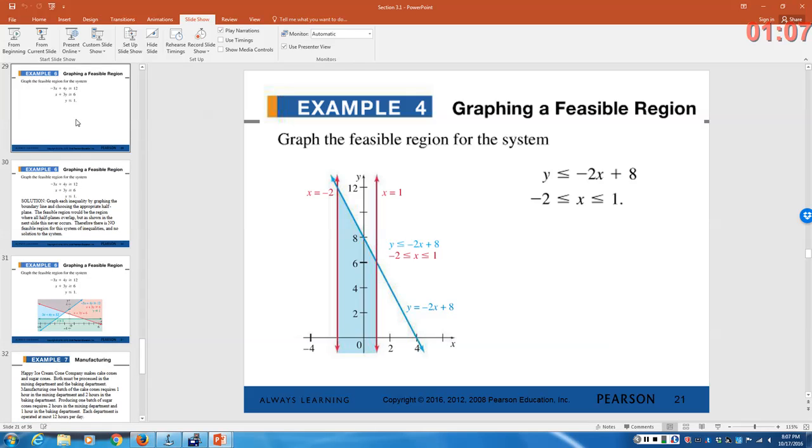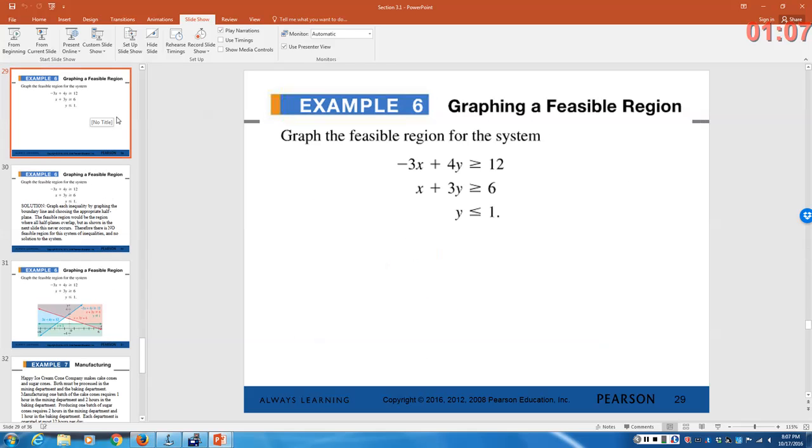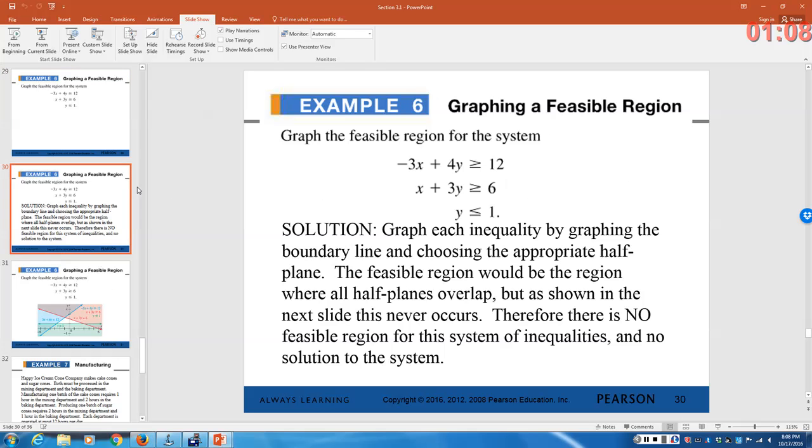So the example that we're looking at now is the feasible region for the system negative 3x plus 4y is equal to or greater than 12 and x plus 3y is equal to or greater than 6. So what we do is we graph each one of the inequalities and choose the appropriate half plane. And the feasible region should be the region where all the different shading overlaps. What you're going to see is there's no feasible region for the system, and therefore no solution to the system.